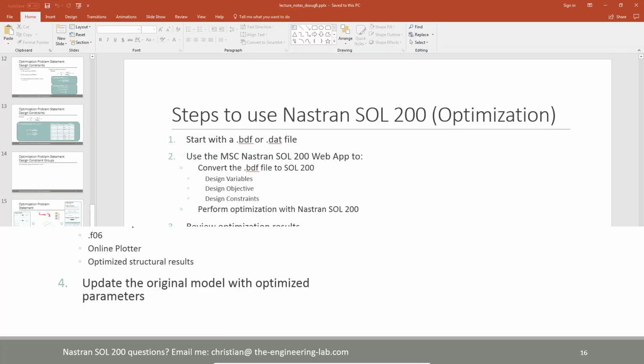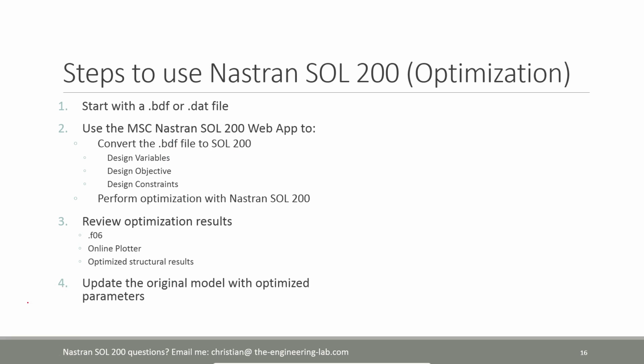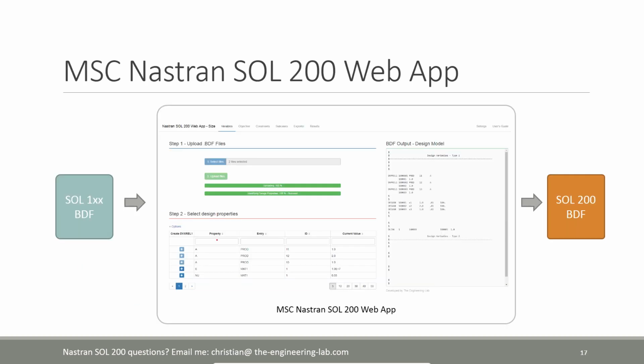We are going to upload it to the Nastran Solution 200 web app in a moment. This is going to let us convert the BDF file to Solution 200. We will specify our variables, our objective, and our constraints. Basically, we're going to express our optimization problem statement in the web app. Once we do that, we can perform the optimization with Nastran. We'll go ahead and look at the results very briefly. And then at the end of the video, I'll walk you through the process of how to update your original model with the optimized structural parameters. Now, let's go ahead and get started.